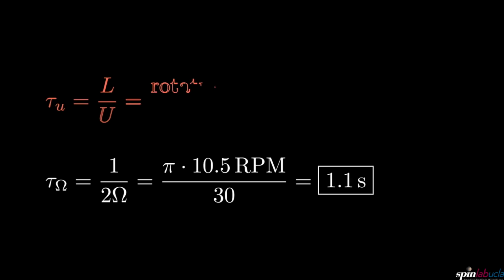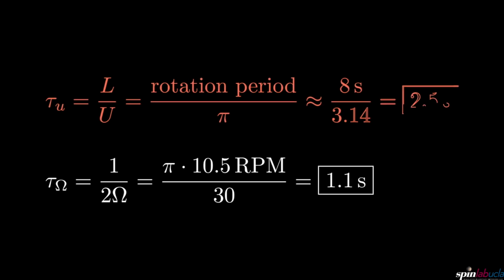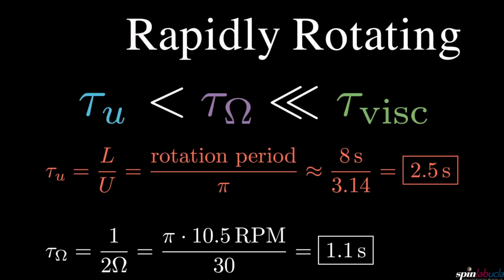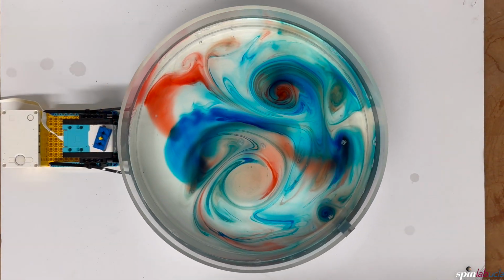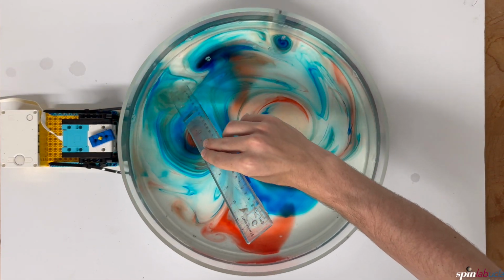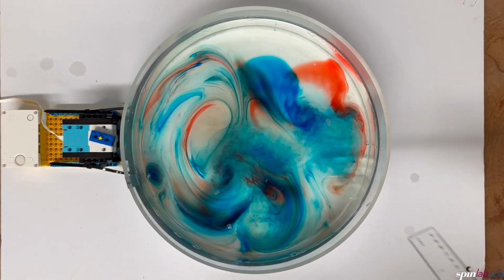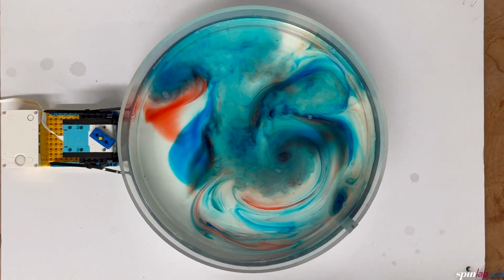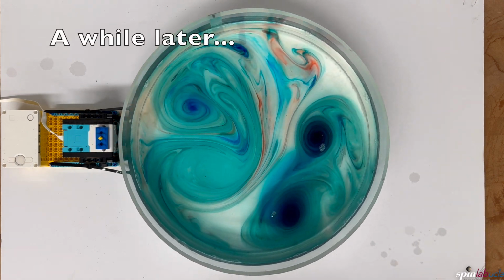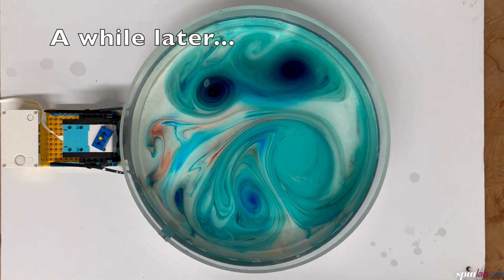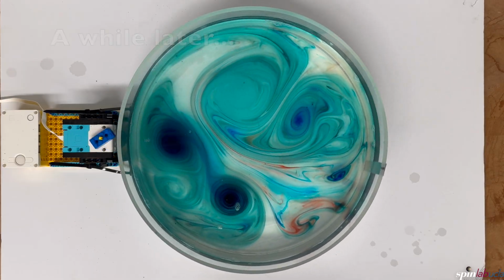Sure enough, the inertial timescale is once again longer than the rotational timescale. In other words, the fluid is rapidly rotating. The faster we drag the ruler, the more the colors mix, and the longer it takes for gyroscopic flow to be restored. But regardless of how long it takes, rotation always prevails.